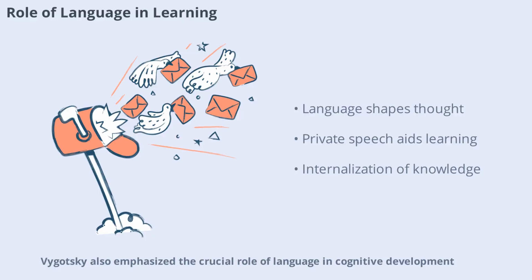Vygotsky also emphasized the crucial role of language in cognitive development. He argued that language is not just a means of communication but also a powerful tool for thinking and problem-solving. Through social speech and private speech, children learn to organize their thoughts and regulate their behavior.